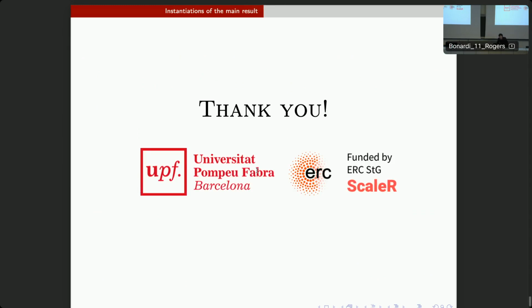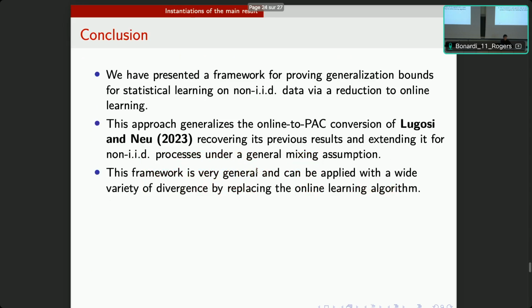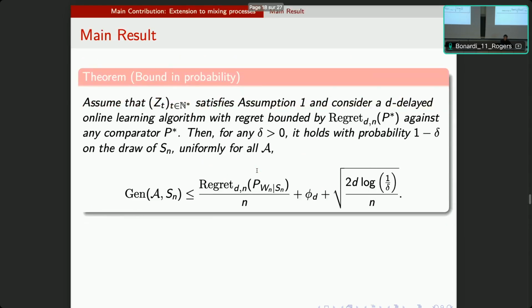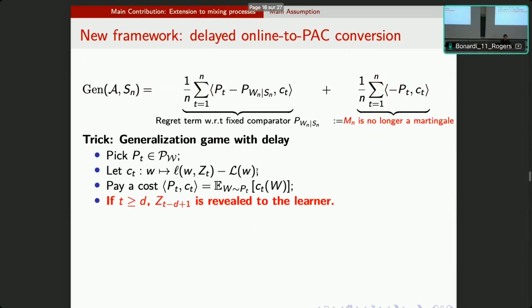Thanks for a very nice presentation. I was wondering how LW is defined in your setting. If you don't have IID data, then maybe it's not the same over time, right? So the loss function, you mean? No, the capital L. That's the expected loss, right? Yeah, the test loss.